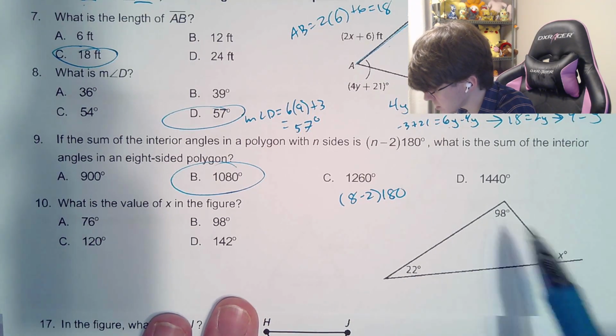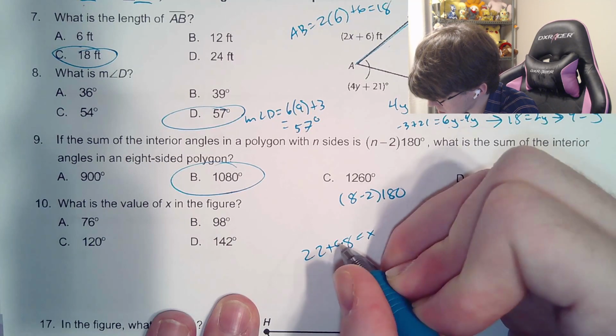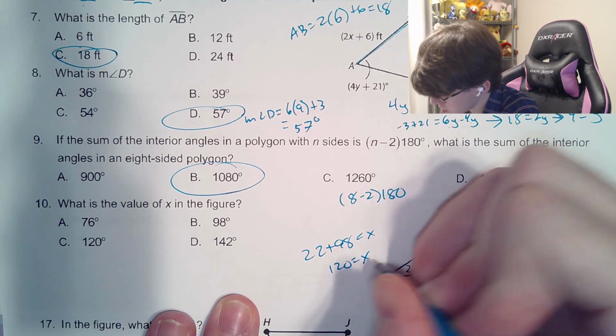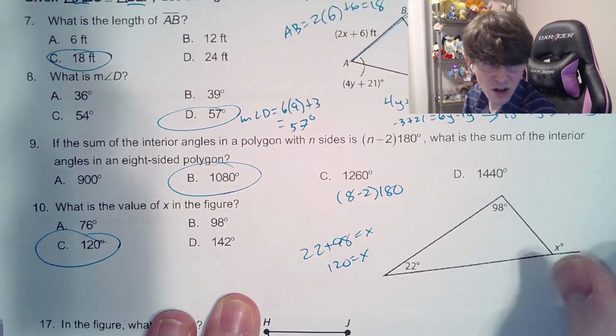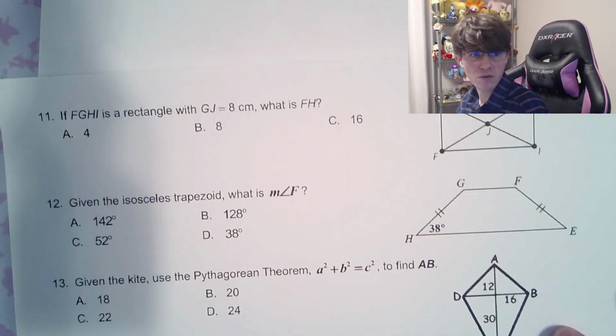We said that these two added together is going to be the outside, so 22 plus 98 is equal to x. That's going to be 120 is equal to x. And we're on the very last page. Here we go. The very last set of problems. We're going to do it.